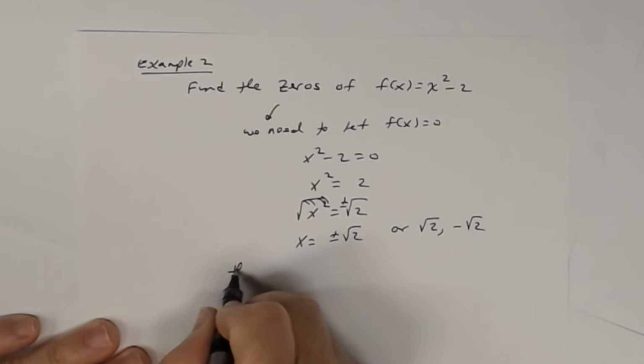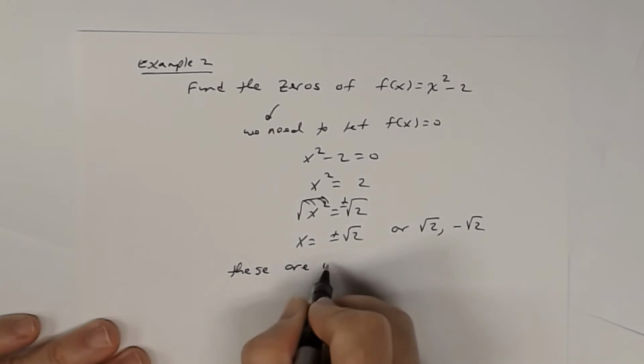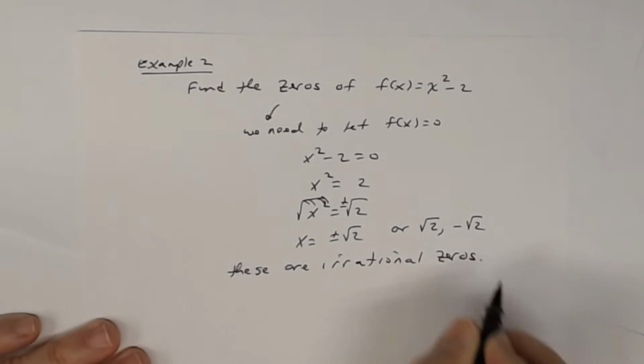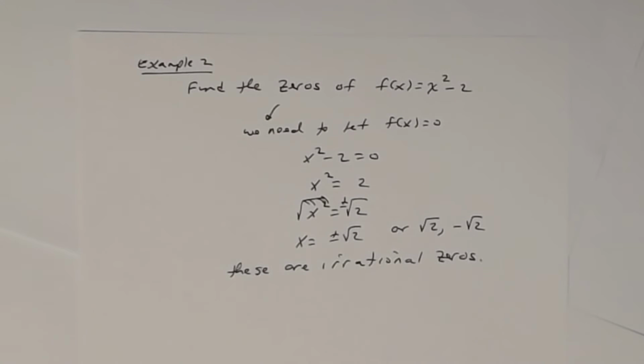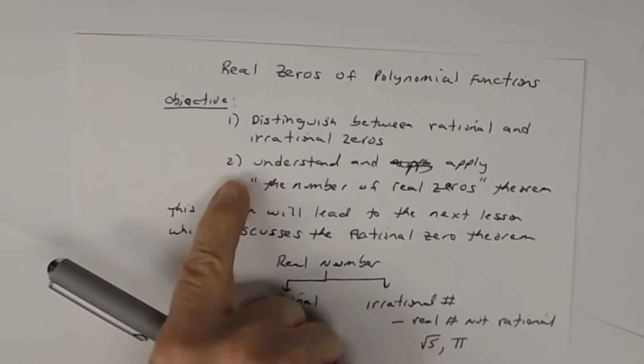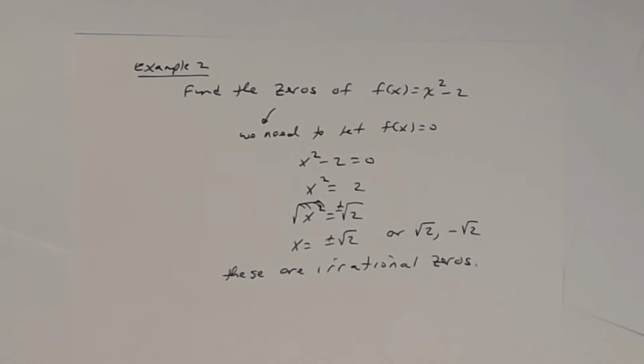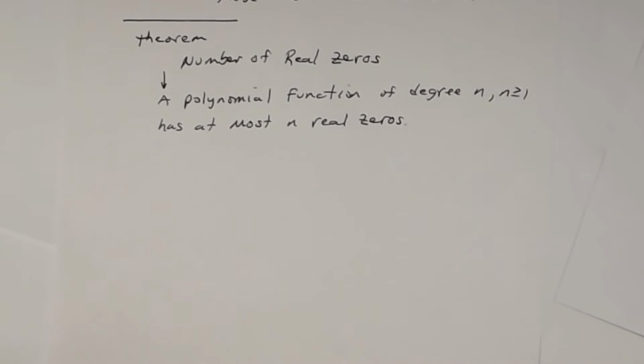So these are irrational zeros. All right. Now, let's look at the theorem that I mentioned earlier. The theorem I'm referring to is number 2: understand and apply the number of real zeros theorem. Here's a theorem, and we're just going to call it the number of real zeros theorem.